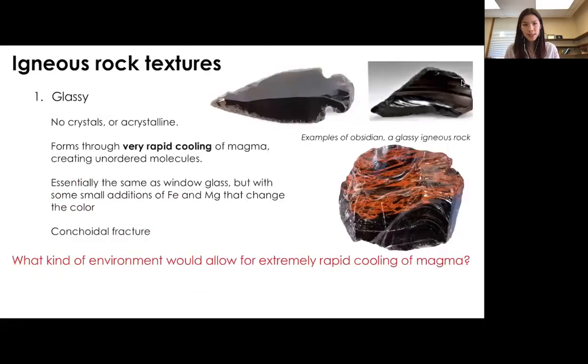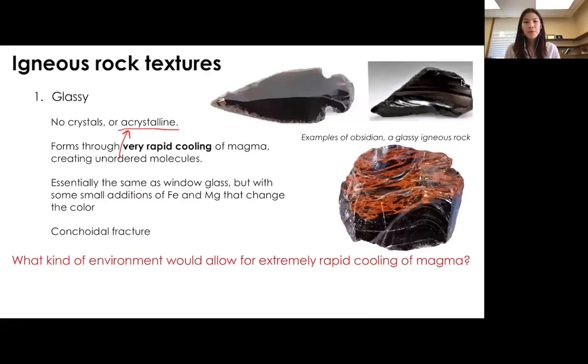So we'll start out with glassy rocks. Glassy igneous rocks, you might think that they have very, very small crystals, but it turns out they're actually acrystalline. And they form through an extremely rapid cooling of magma, which creates unordered molecules that do not result in any sort of ordered crystalline structure. So this unordered nature of it is what leads to an acrystalline form.